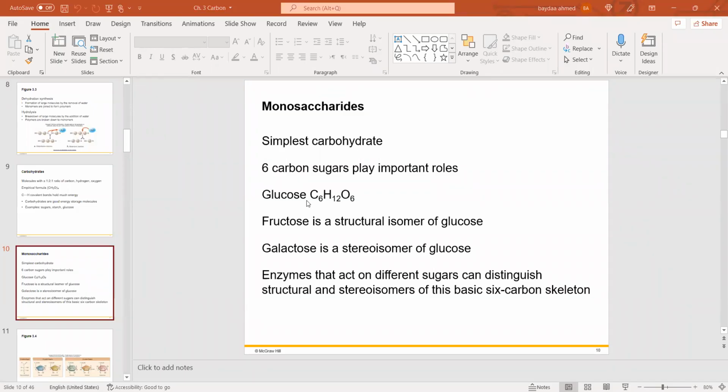The simplest of the carbohydrate sugars are the monosaccharides, derived from the Greek word mono, meaning single, and saccharum or saccharides, meaning sugar. Simple sugars contain as few as 3 carbon atoms, but those that play the central role in energy storage have 6-carbon sugars. The empirical formula of a 6-carbon sugar is C6H12O6.